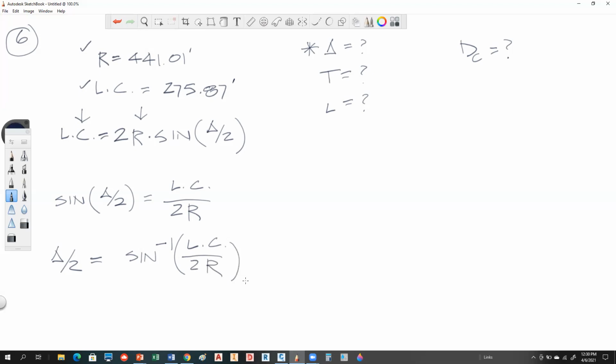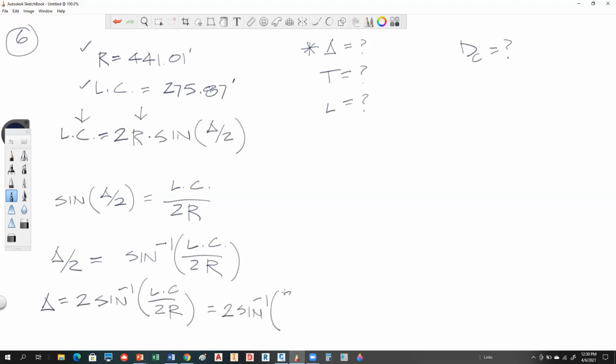Everybody see what I did algebraically? So looking at this, then I went to this, taking the arc sine of both sides gives me this. And I really don't want half a delta, I want full-blown delta. So it's going to be 2 times the arc sine of long chord over 2 times the radius. So if we plug that in, let's see what we come up with.